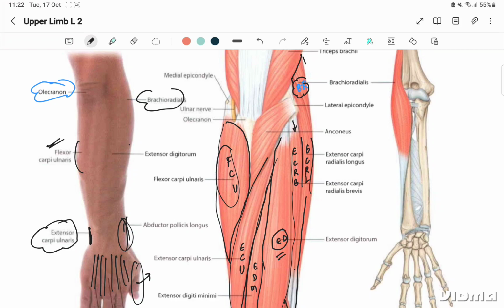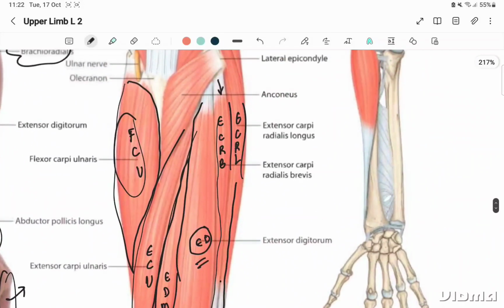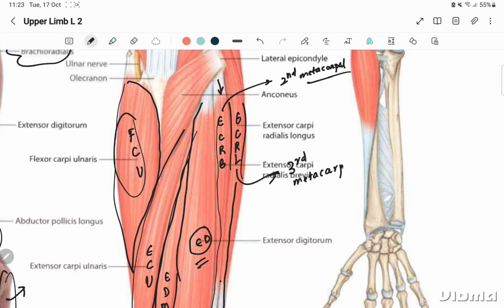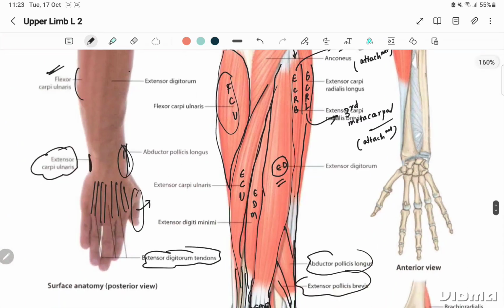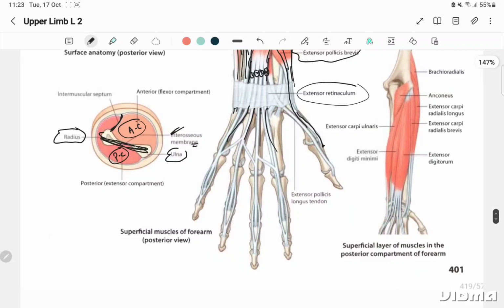Okay, so if you have understood all this, the attachments of ECRL and ECRB are somewhat important. The ECRB attaches to the second metacarpal, and the ECRL attaches to the third metacarpal. Okay, this is the attachment. Okay, so please look at these muscles.